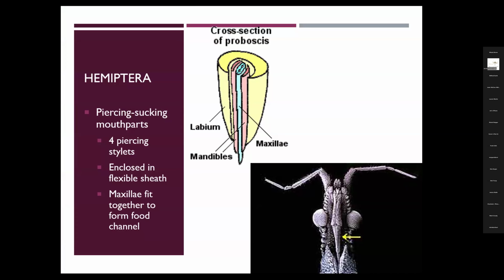So when we're looking at the hemipterans overall, so the big order before we get to the suborders, these are going to have piercing, sucking mouthparts. So it's a long tube-like structure that has 4 piercing stylets. It is enclosed in a hardened sheath that they will use to puncture into whatever they're feeding on, whether that's an insect, a mammal, a plant. And then inside of that, the other parts of the mouthparts called the maxillae are going to fit together to form a food channel. It's very similar to a soda straw, so they can slurp up whatever they're feeding on.